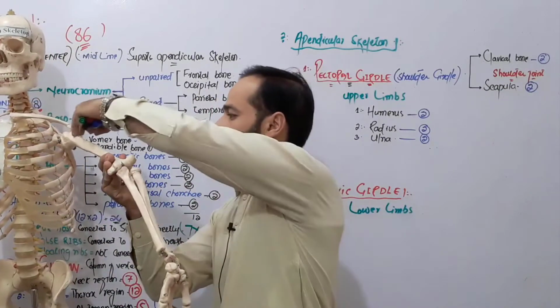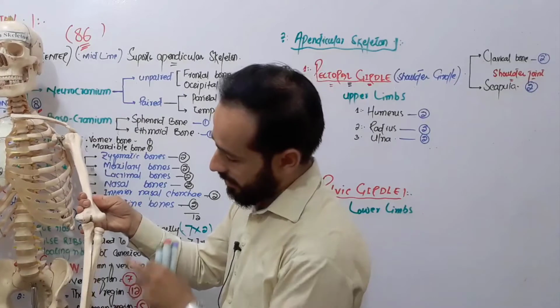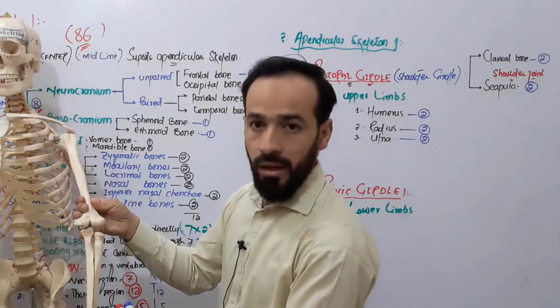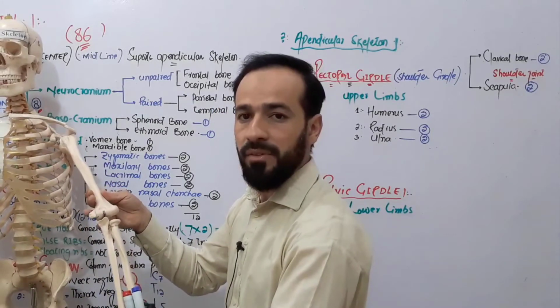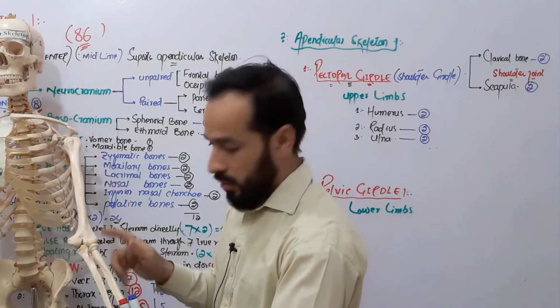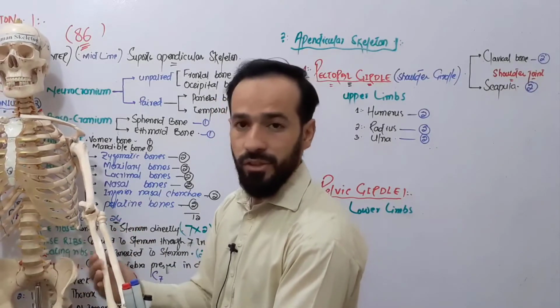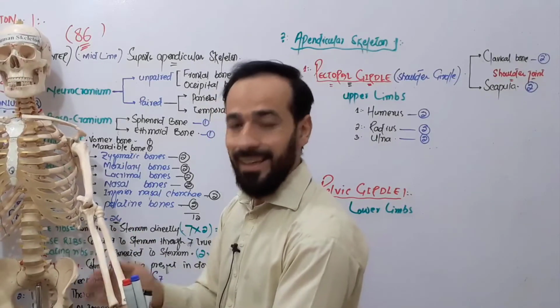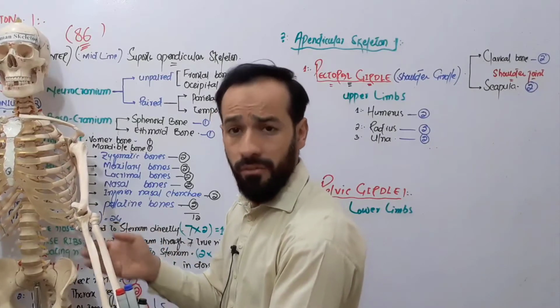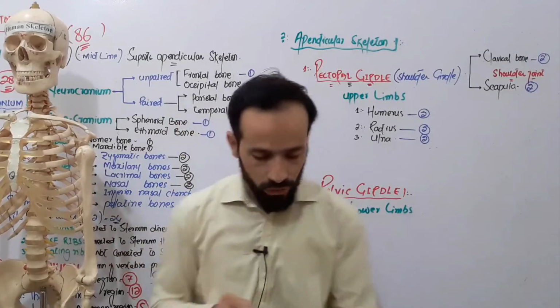This is your humerus, there is your radius, right? And there is your ulna. So 2 bones are present in your forearm. 1 bone is present in the arm, 2 bones are present in your forearm. This is the ulna, which is medially present. This is the radius, which is laterally present, right friends?